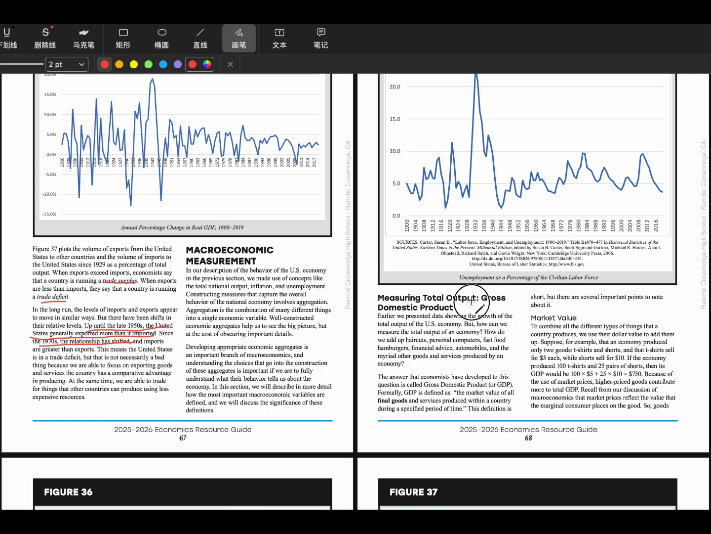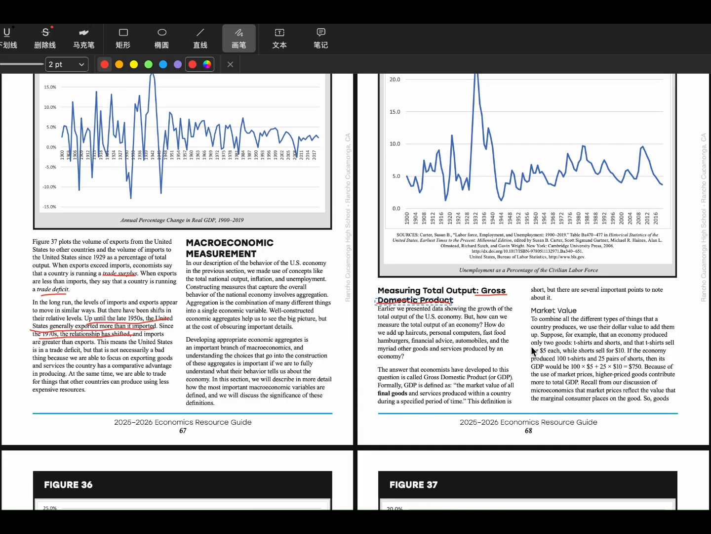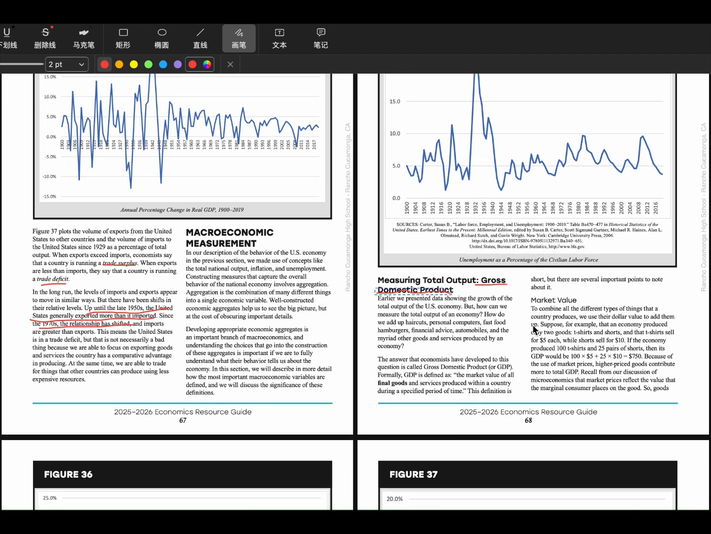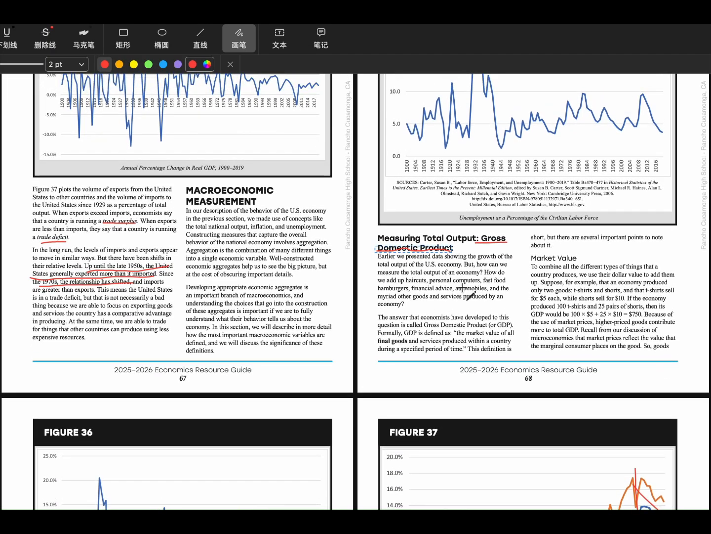The next part is gross domestic product, and here we define what gross domestic product actually is, and it has a very specific definition. A very short definition is the market value of all final goods and services that are produced within a country during a specific period of time. Now, there are many components to that, and let me explain each one.